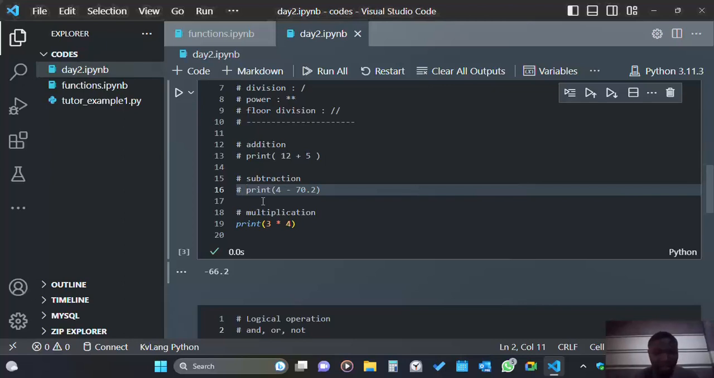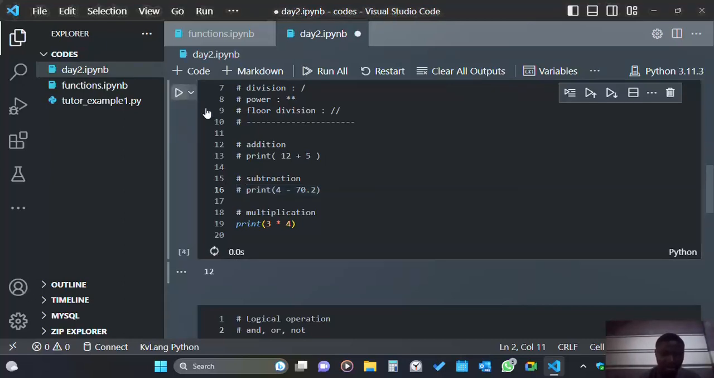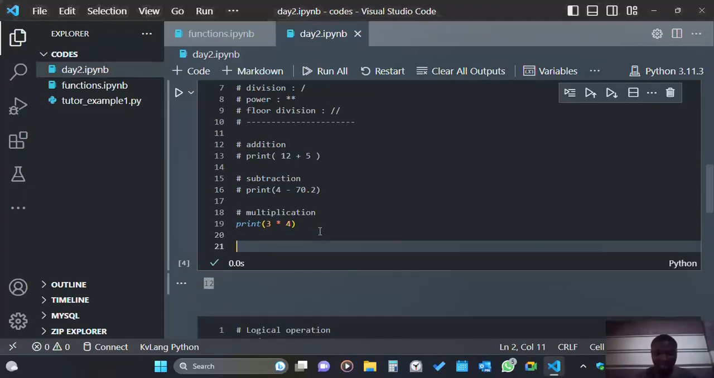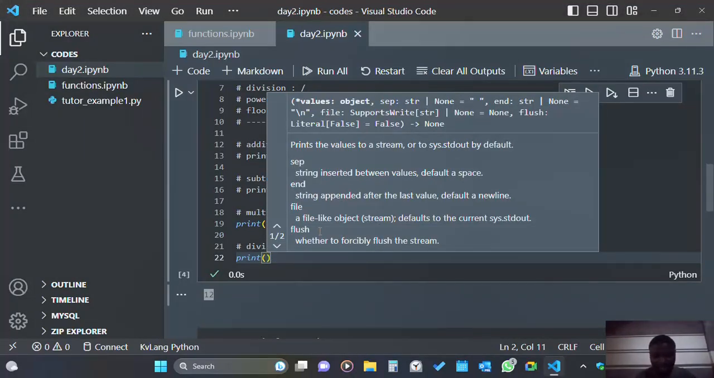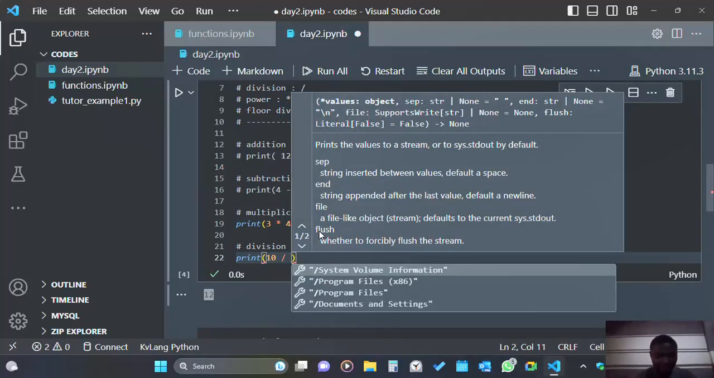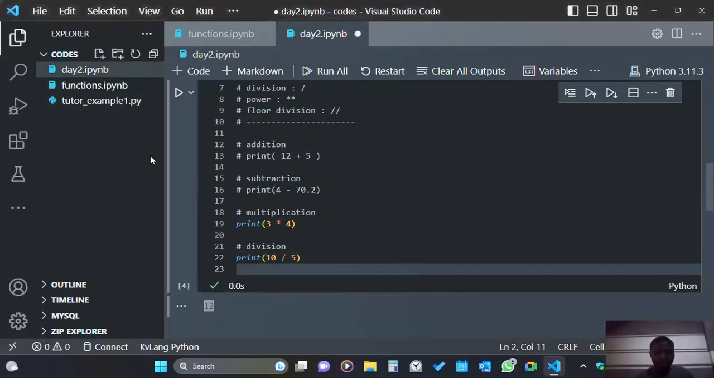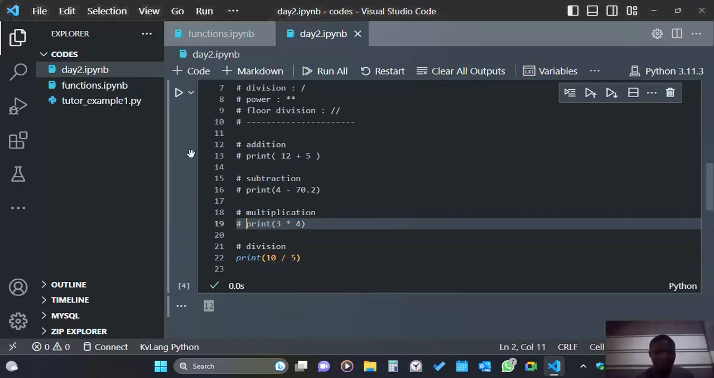So we print out only the multiplication, and we have 3 times 4, giving us 12. Then the last one, we do our division, and let's print 10 divided by 5. Let me comment this one out, and we get 2.0. So 10 divided by 5, you get 2.0.